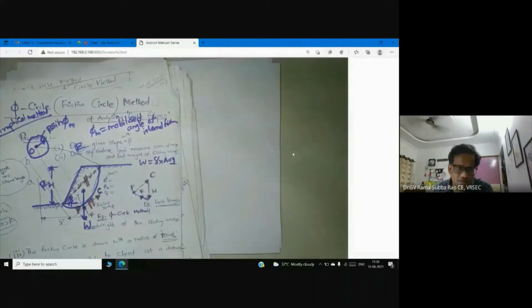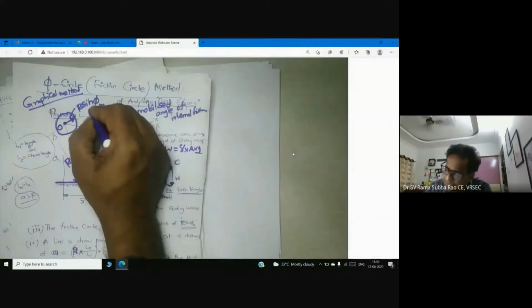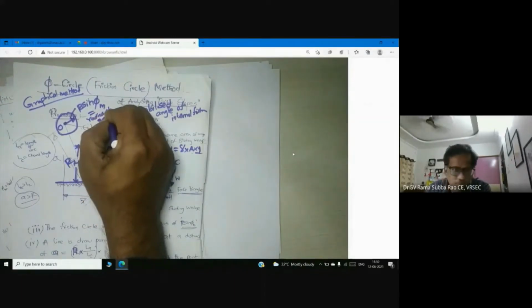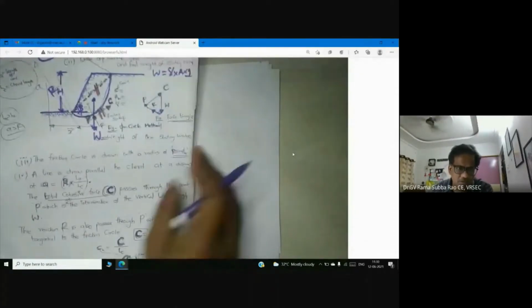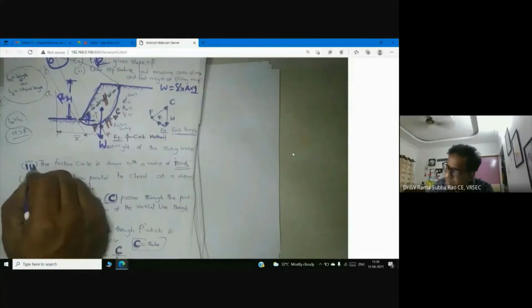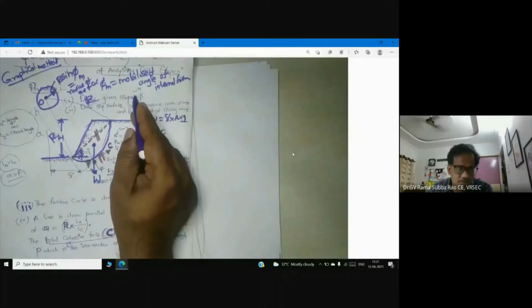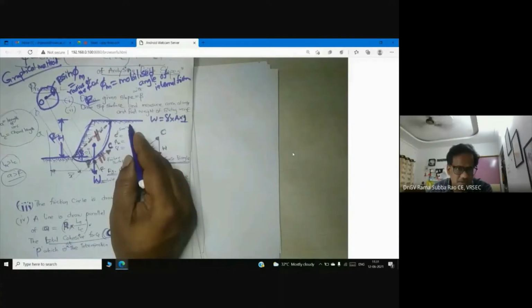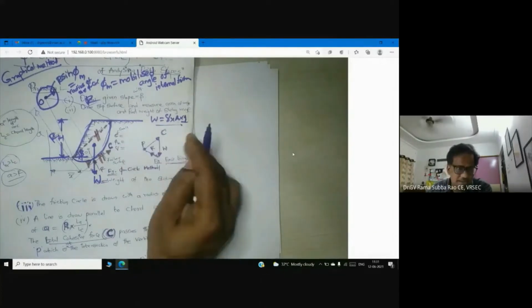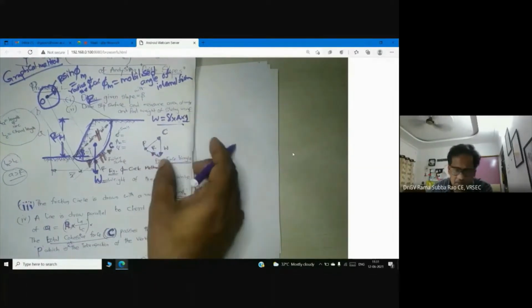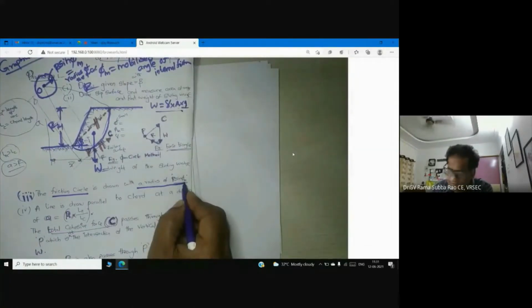Now let me tell you. Draw a circle now. What is the radius of the circle? The radius of the phi circle is r sine phi m. Now you see what we have to do. Third point I am telling you. The first point, draw the given slope. The second point is draw one slip surface and try to get the weight of the sliding wedge. Now the third point, draw a friction circle with radius r sine phi m. You see each and every step is written.